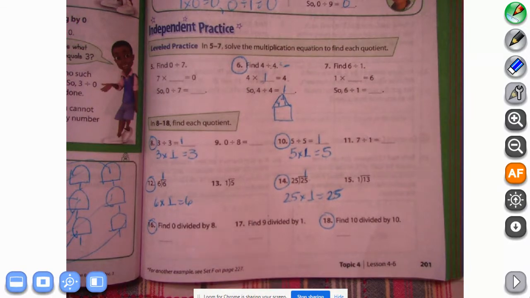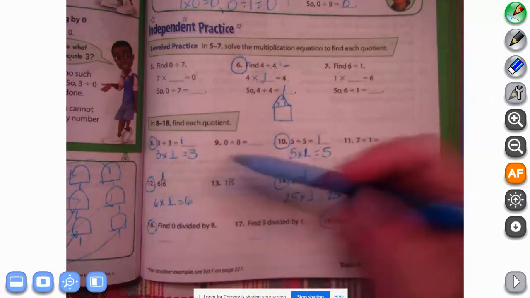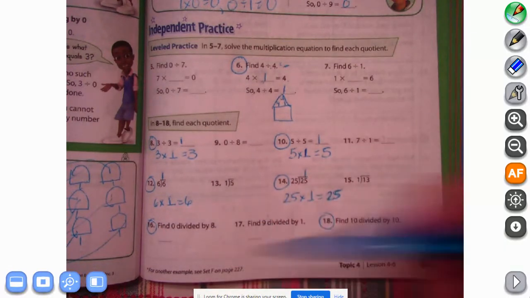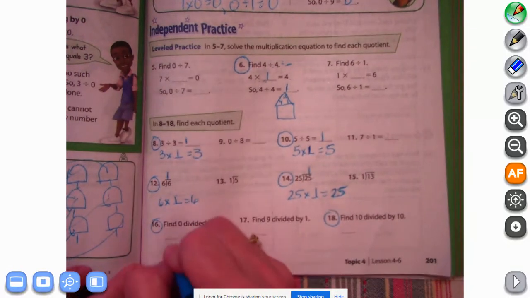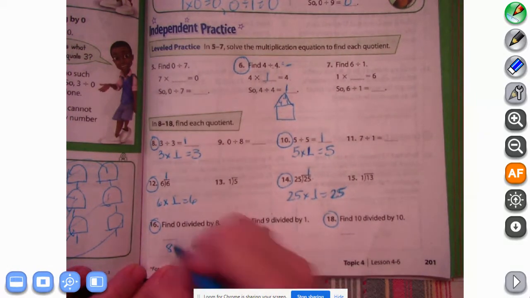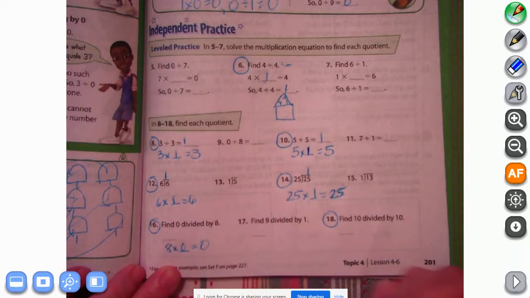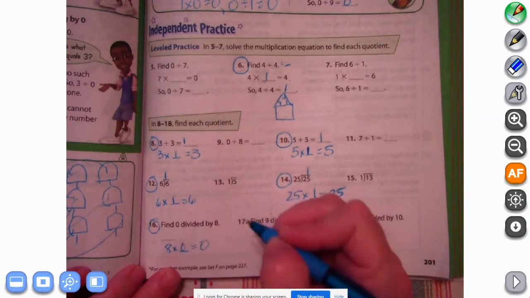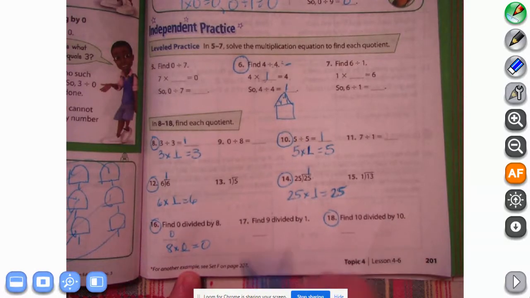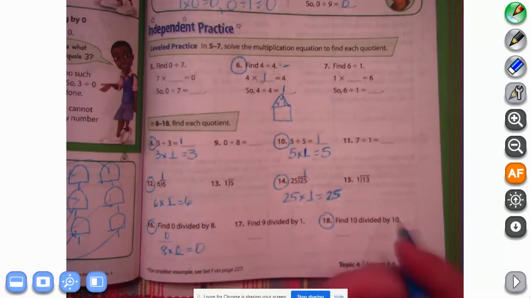Don't be too quick to just write ones on everything because you're going to want to pay attention to the problem. Case in point, find 0 divided by 8. That is the same as 8 times what equals 0. The only thing that can be to make it 0 would be 0. So 0 divided by 8 is 0.